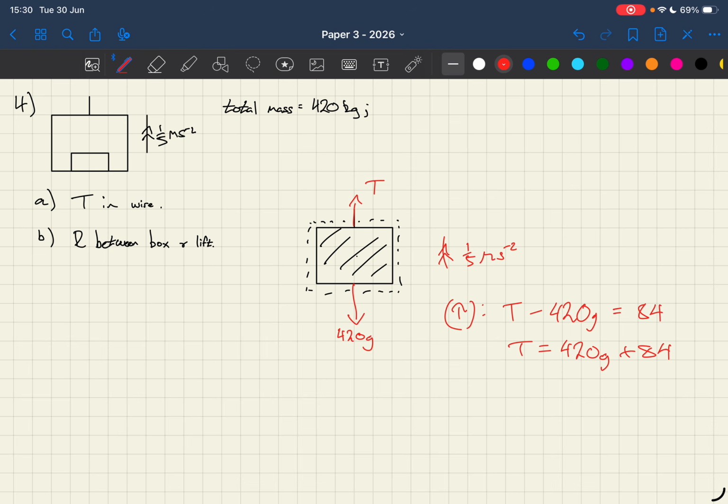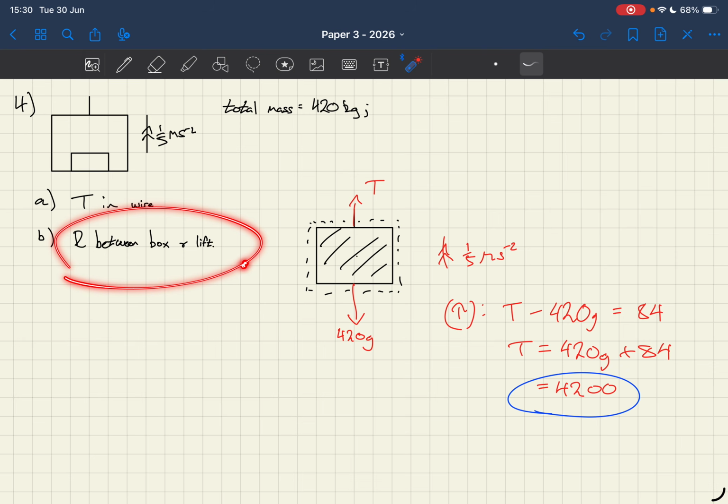Yes. Let's just double check. 9.8 plus 84, we get exactly 4,200. That's always a nice sign, isn't it, when you get a nice whole number like that. They've set it up lovely for us. So that's good. Now then, we want the reaction force between the box and the lift.